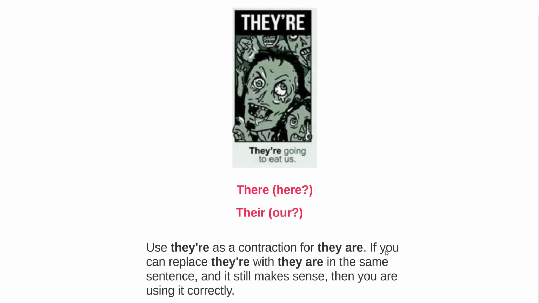The rule of thumb here is if you can replace they're with they are, as in they are going to eat us, and it still makes sense, then you're using it correctly. Note that you can't say here going to eat us, so you're not going to spell it like this. Nor can you say our going to eat us. No. The only way for this to make sense is to say they're, spelled like this, or even better, just use the whole words. They are.